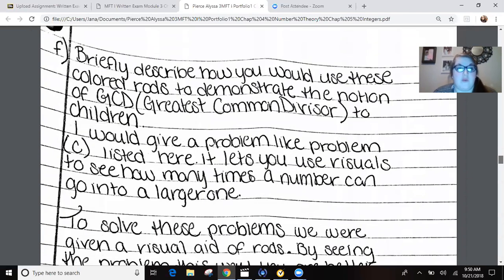So for F, we are to briefly describe how you would use these rods to demonstrate the notion of the greatest common divisor to children. So like in C, I said the greatest common divisor is the largest number to divide those into. So I would give a problem like problem C listed before. It lets you use visuals to see how many times a number can go into a larger one, and it shows you that 3 is obviously the greatest common divisor for the above question.